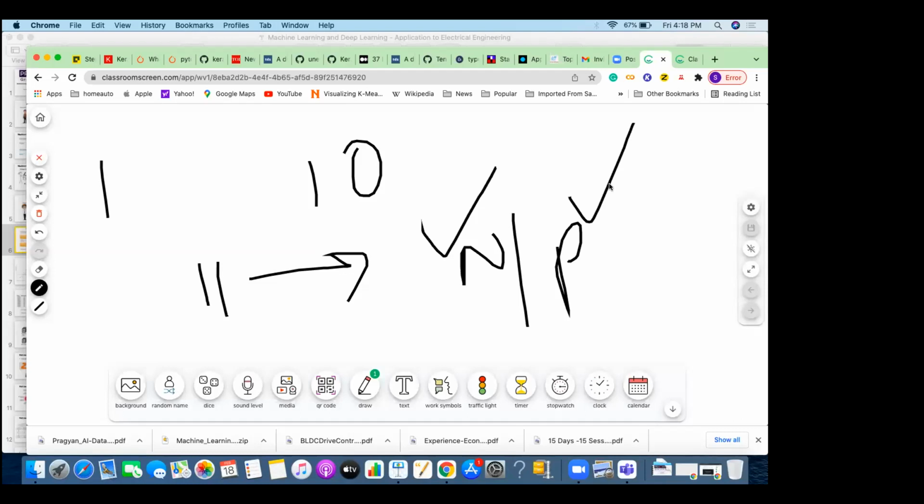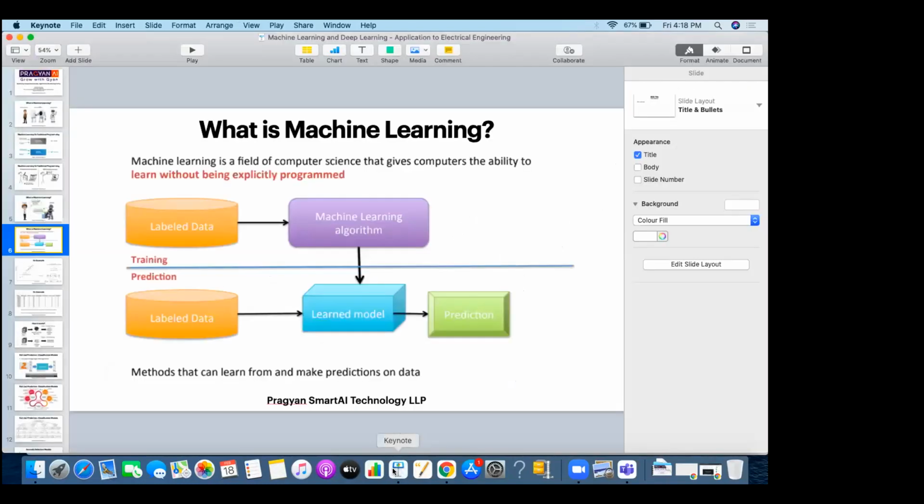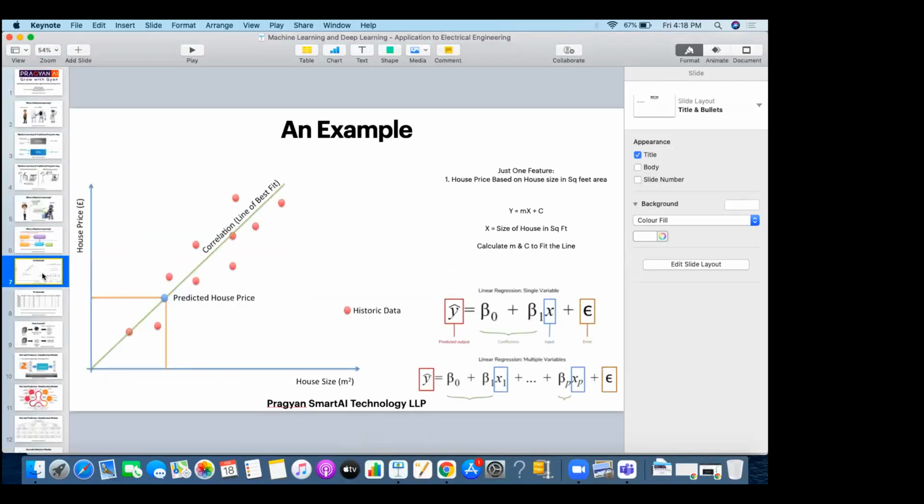So why is this important? Let me discuss it with one example, to show how it is more perfect and why it is so useful in the real world. Take the case of house price prediction. How should I predict the house price? Based on the flat size, the house size.